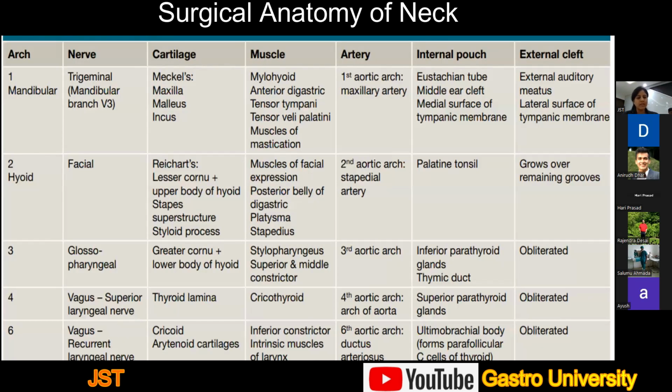So quickly, the first arch is the mandibular arch and the nerve is the mandibular branch of trigeminal. The cartilage is Meckel's cartilage and we remember it with MI3 as a mnemonic. The muscles are the muscles of mastication, TVP, TT, tensor tympani, anterior belly of digastric and mylohyoid. The artery of the first arch is the maxillary artery.